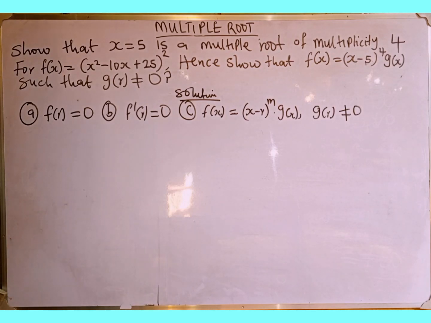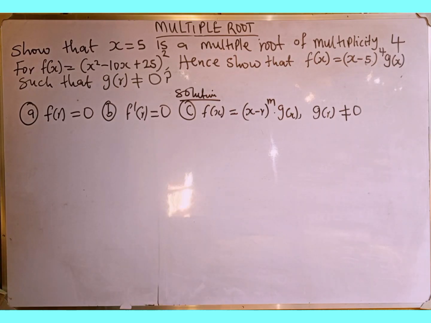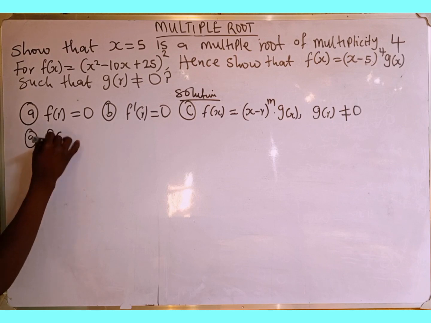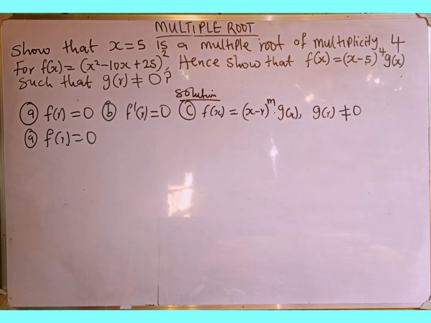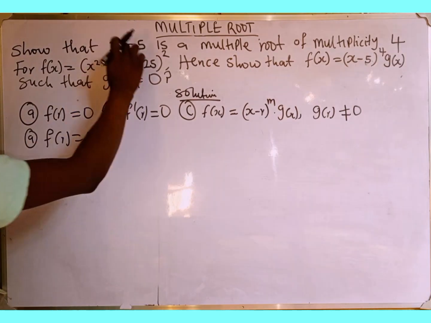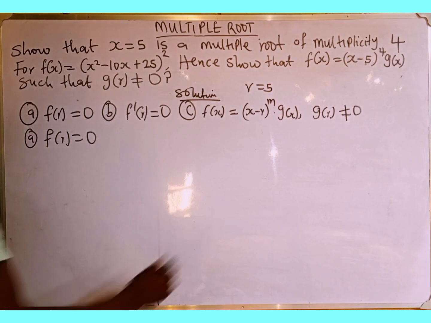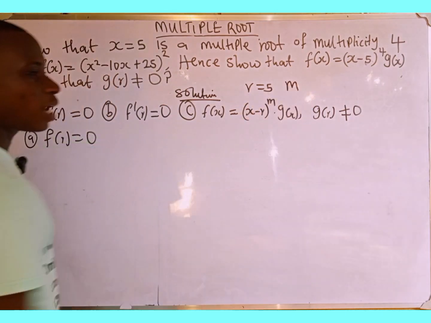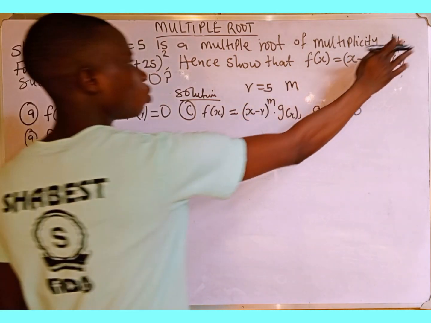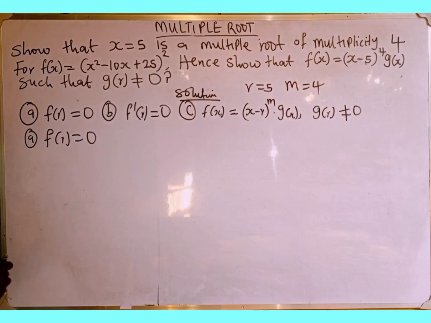So for a given value of x to be a multiple root of multiplicity m of a given function, these three conditions must be satisfied. So let's start with the first condition, which says that f of r is equal to 0. And before then, from the question, r implies the root, and the root given from the question is equal to 5. Therefore, r is 5. And m from the question, which implies multiplicity, is equal to 4. So anywhere we see r, we are going to replace it with 5.